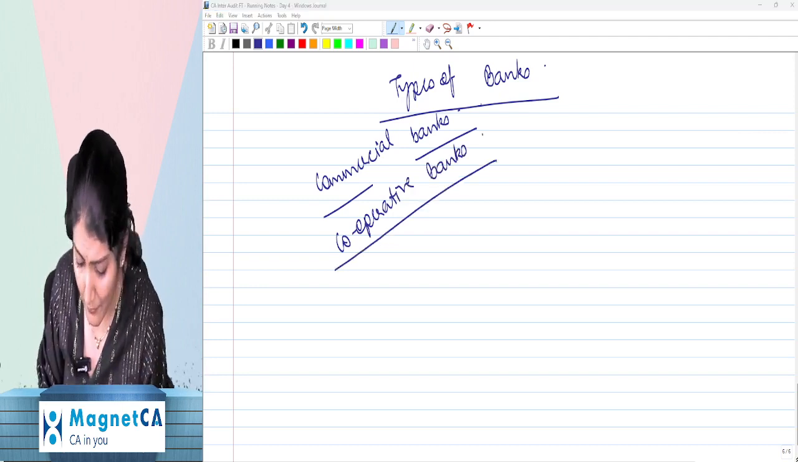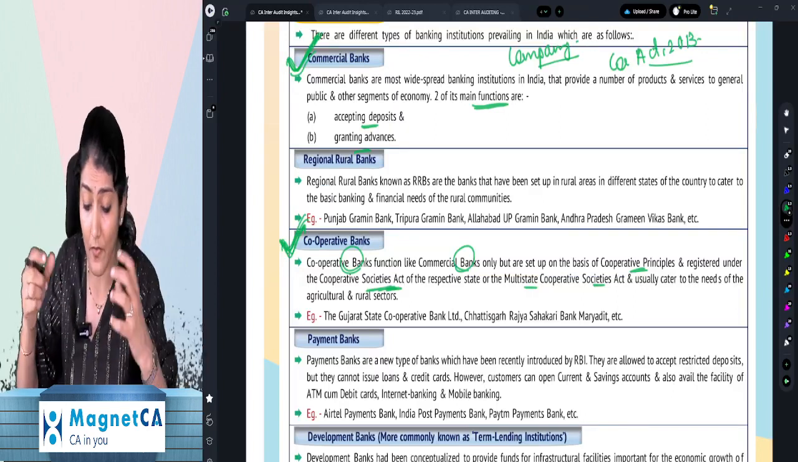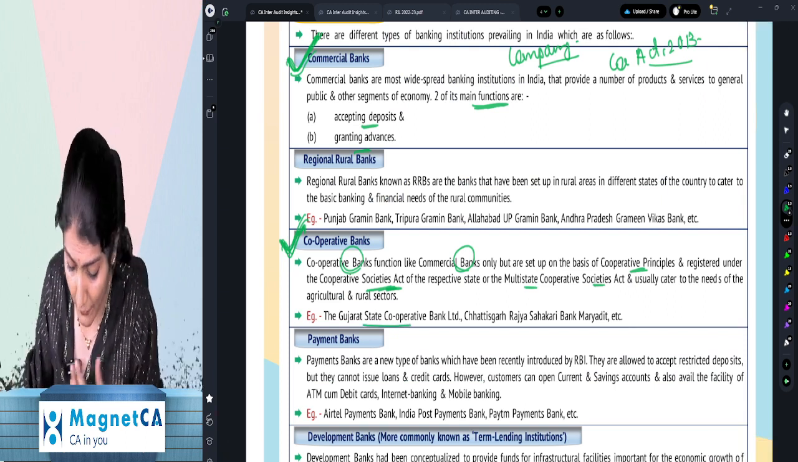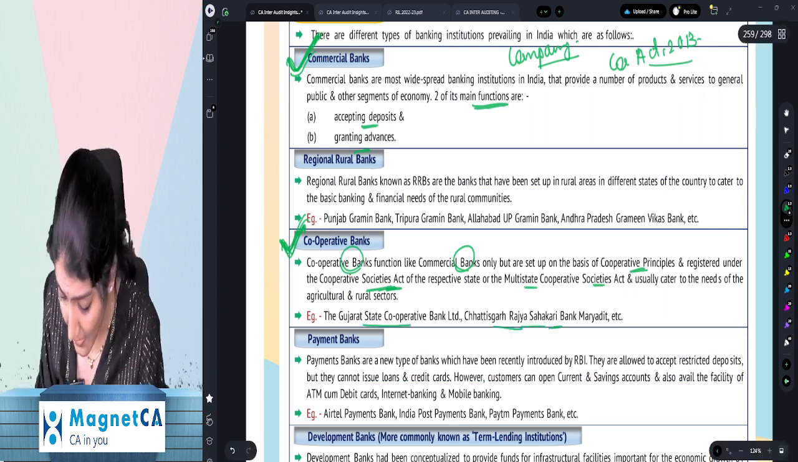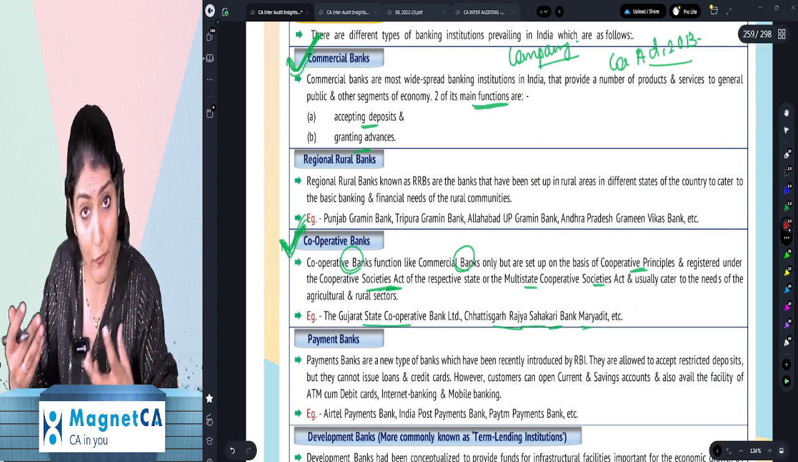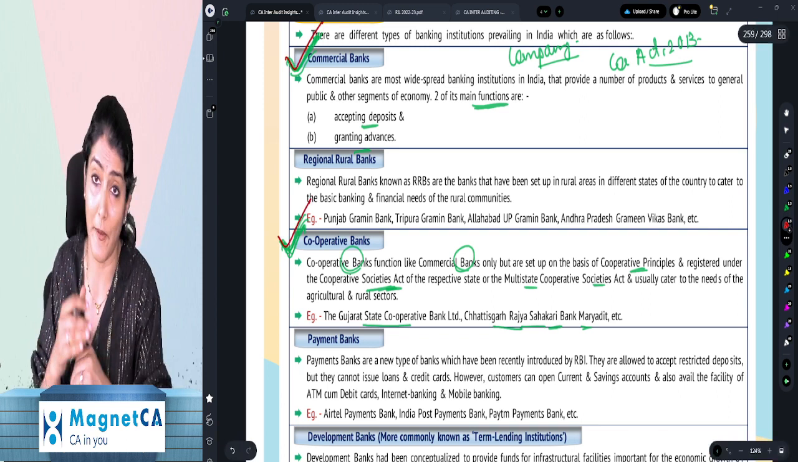So wherever in the name of the bank you see Sahakari, okay, Janta Sahakari, right? Sahakari means cooperative. So Gujarat State Cooperative Bank, Chhattisgarh Rajya Sahakari Bank Maryadit, etc. Right, so what are the two types of bank over here? One classification is the commercial bank and the cooperative bank.